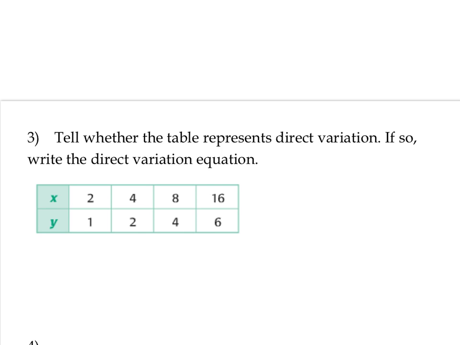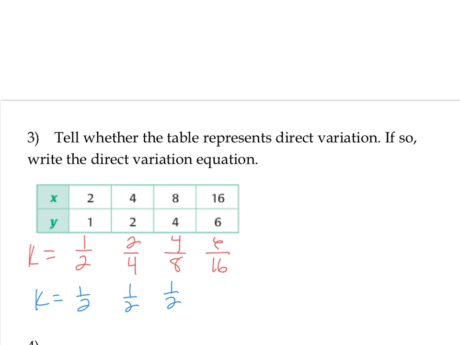If it is, we need to have a constant of variation. That means it needs to be the same k value all the way through the problem. So we could figure that out here by finding k equals y over x. Y over x, y over x, and y over x. And you could reduce these, 2 over 4 to 1/2, 4 over 8 to 1/2. And it looks like, hey, I've got a constant of variation. K is equal to 1/2.